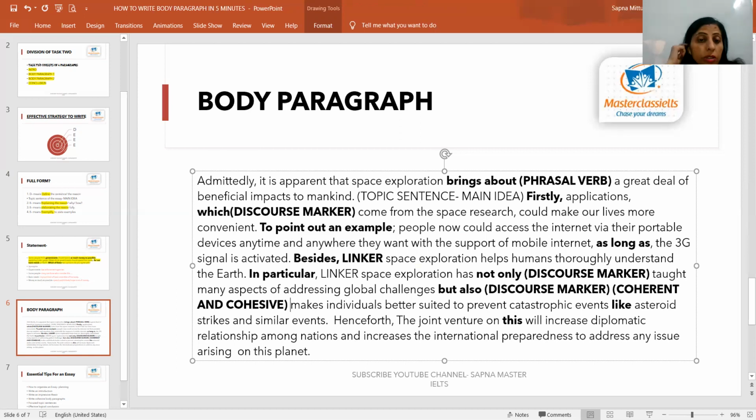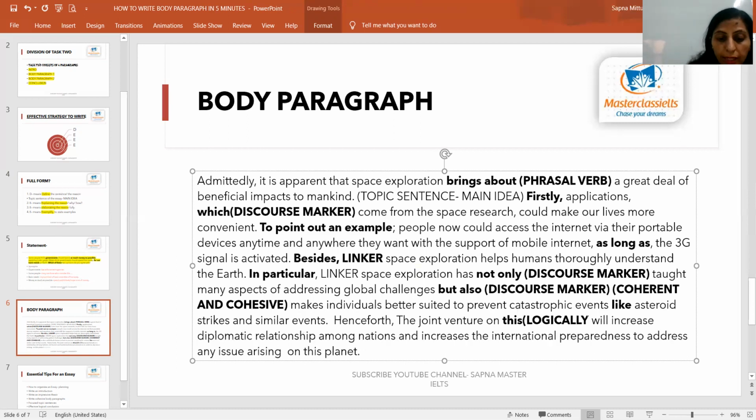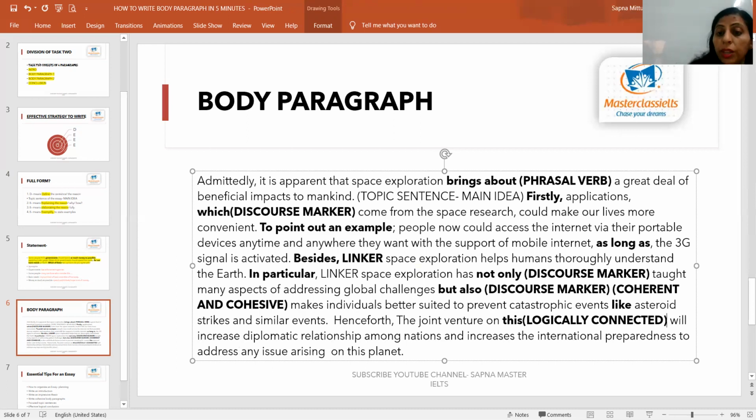So next, but also makes individuals better suited to prevent catastrophic events like, giving an example, asteroid strikes and similar events. Henceforth, now you are finishing it. The joint venture on this, again, you have connected this with the previous thing. So logically, you are connecting with the previous part. This will increase diplomatic relationships among the nations and increase the international preparedness to address any issue arising on this planet. Writing "Earth" again and again will be a problem for you, so I have written "on this planet".